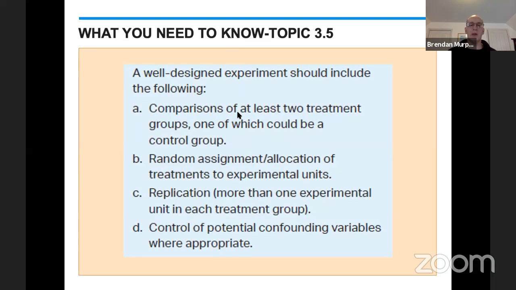We do not need a control group in every single experiment that we run, but we do need to control for variables. We need random assignment, allocation of treatments to experimental units. I'd love to be able to randomly select my whatever in my experiment and then randomly assign. Many times that's impossible, especially with humans and medical studies, but we need some randomization, and we need random assignment of the treatments to the different experimental units. We need replication, more than one experimental unit in each treatment group. More replication is typically always better.